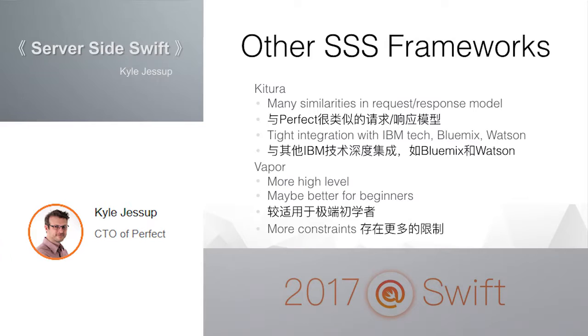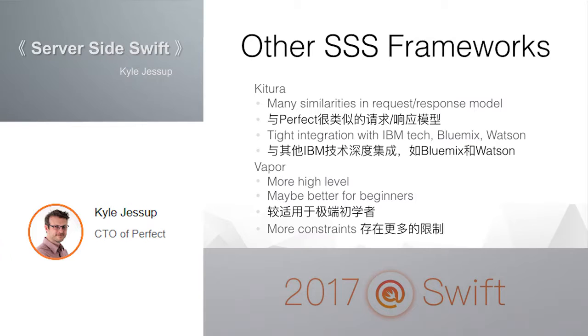Vapor is another one. I would call it a little bit more high level. What that means is that Perfect would be closer to the operating system, whereas Vapor would have more levels of code on top of it. It might be better for beginners. As I mentioned before, all of these server-side Swift frameworks try to do the same thing, which is they take a request, run your code, and spit out a response. So what we're all trying to do is the same thing, but we approach it in a little bit different manner.